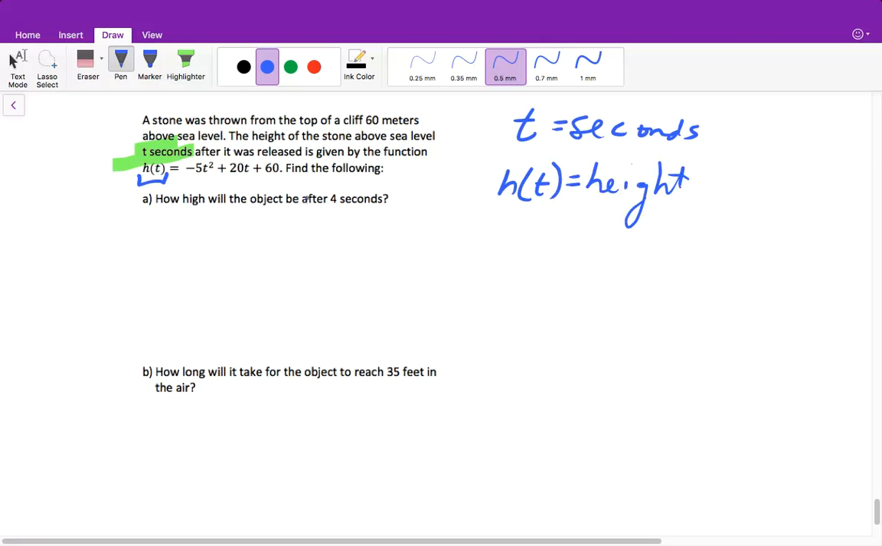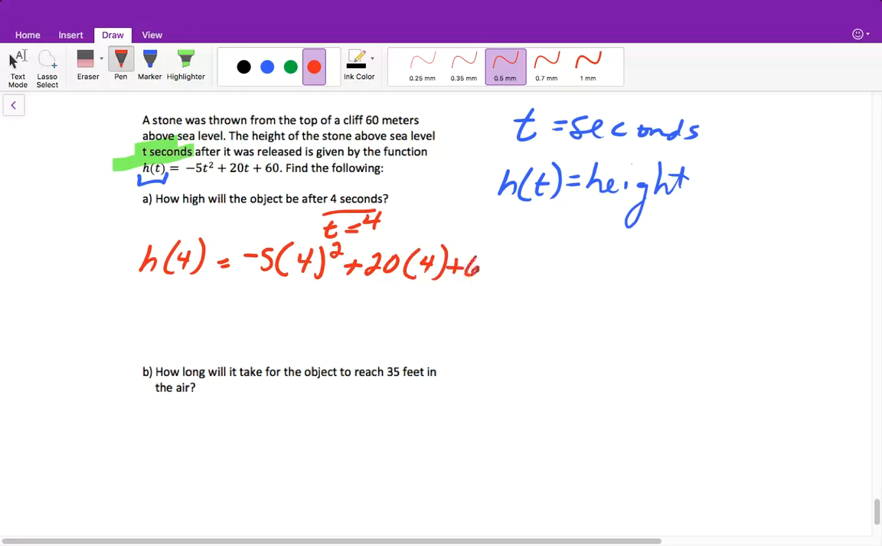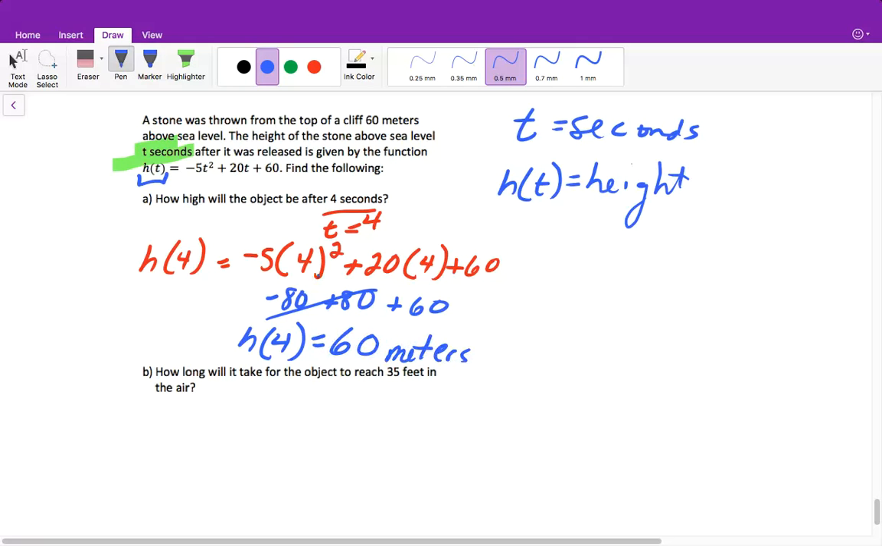So when it says how high will the object be after 4 seconds, that means that we're substituting 4 in for t. We're saying t is equal to 4, and what is our height? So our h of 4 is equal to negative 5 times 4 squared plus 20 times 4 plus 60. 4 squared, 16. 16 times negative 5 is negative 80. 20 times 4 is positive 80. They cancel each other out, so our h of 4, so our height after 4 seconds, is equal to 60 meters. So after 4 seconds, the stone is 60 meters high.